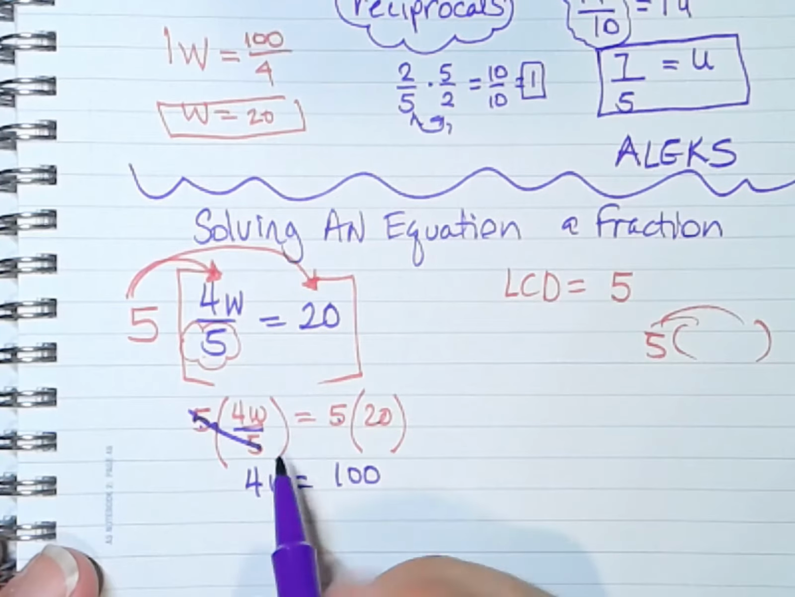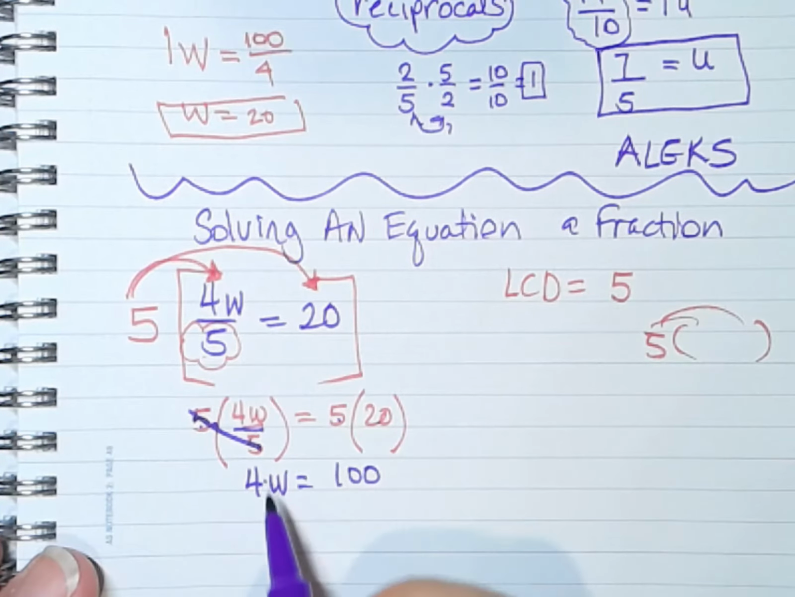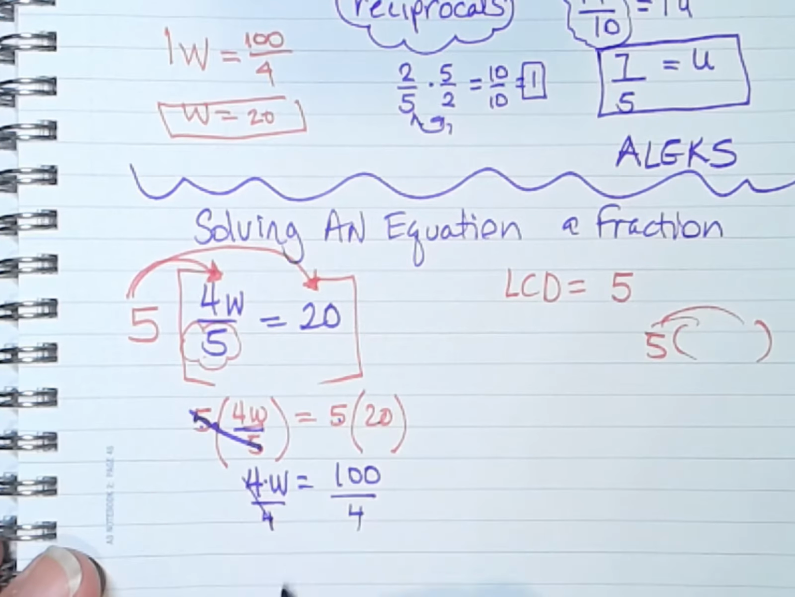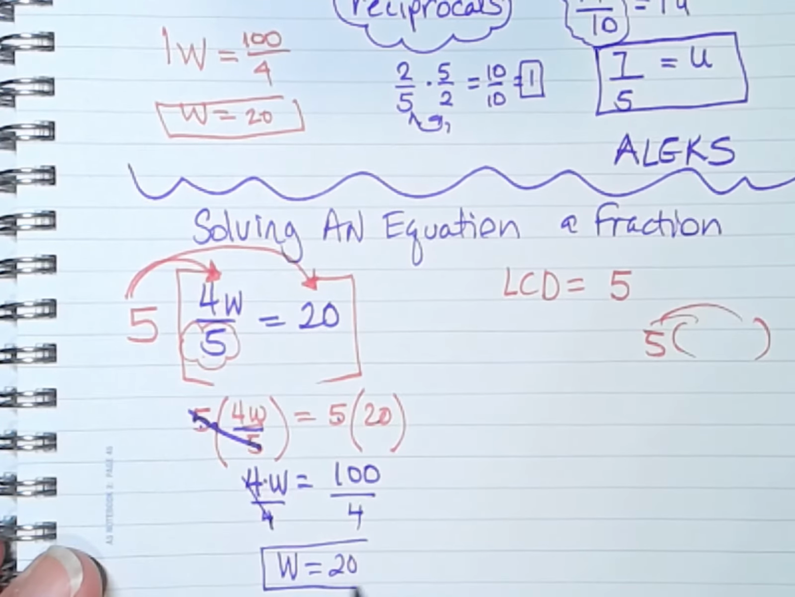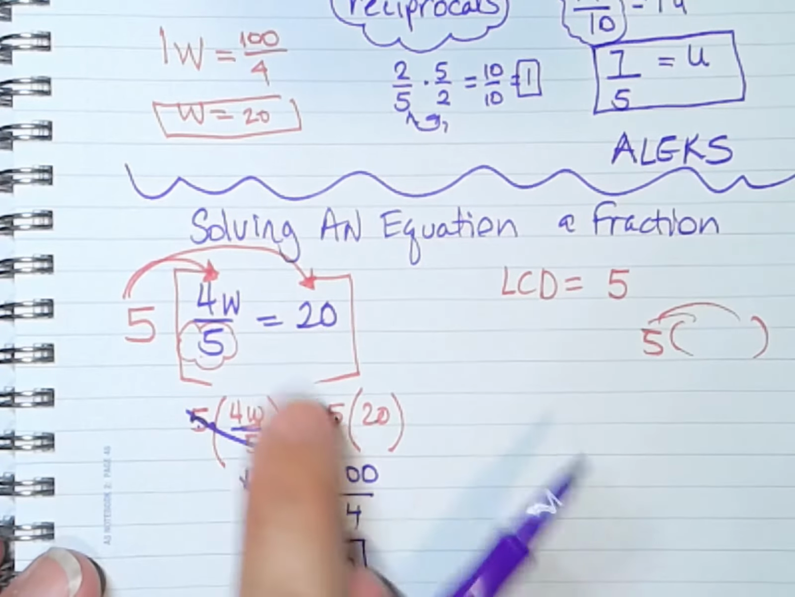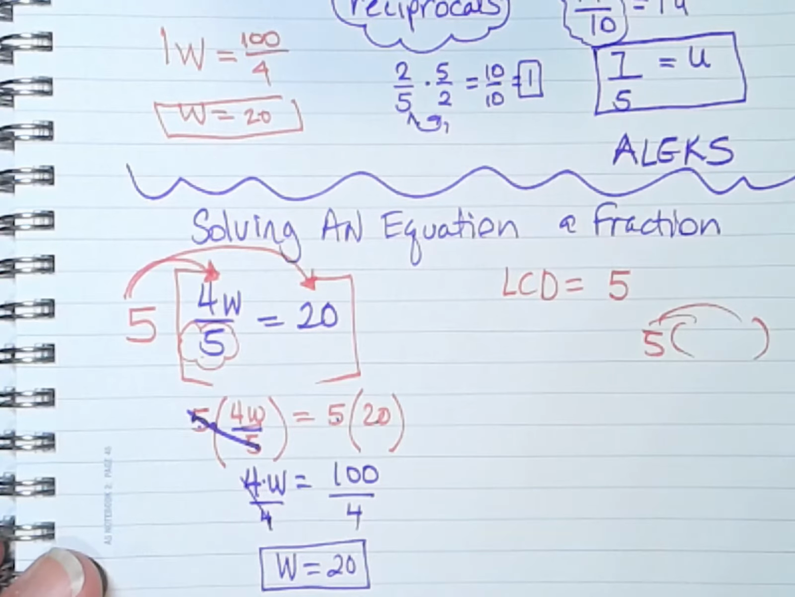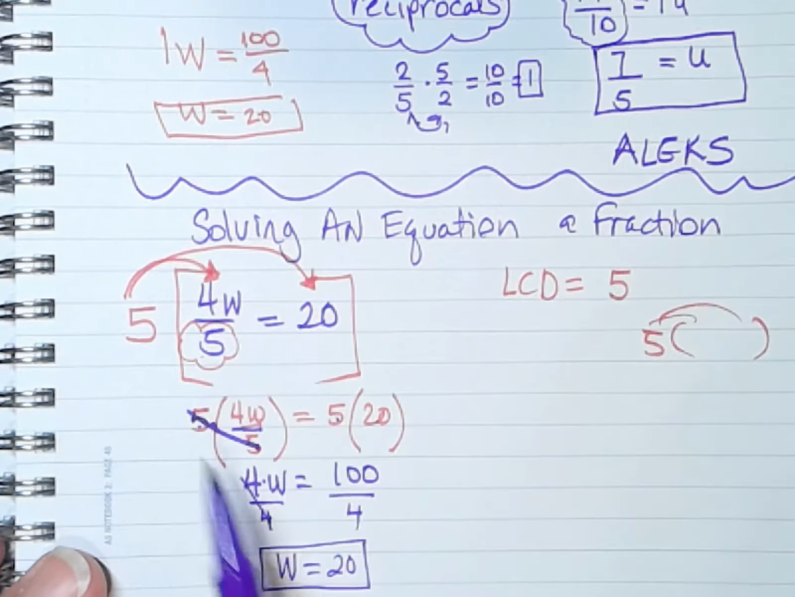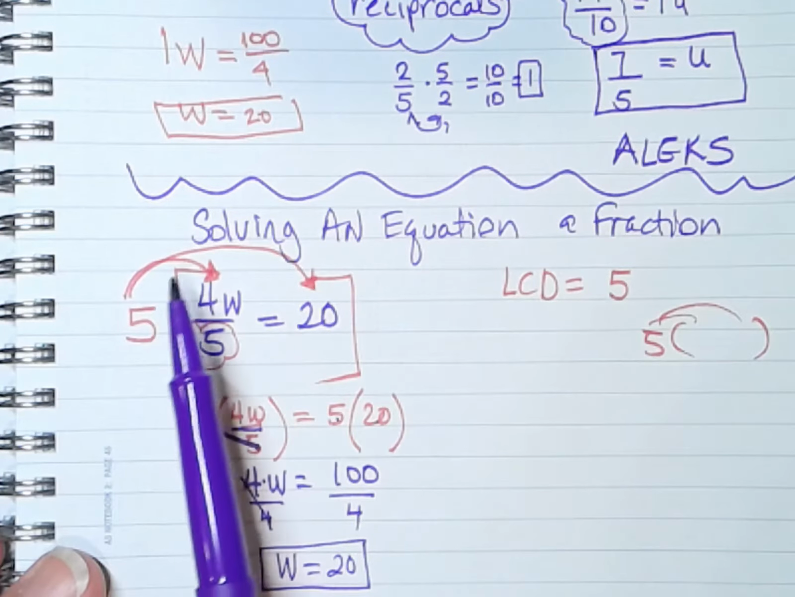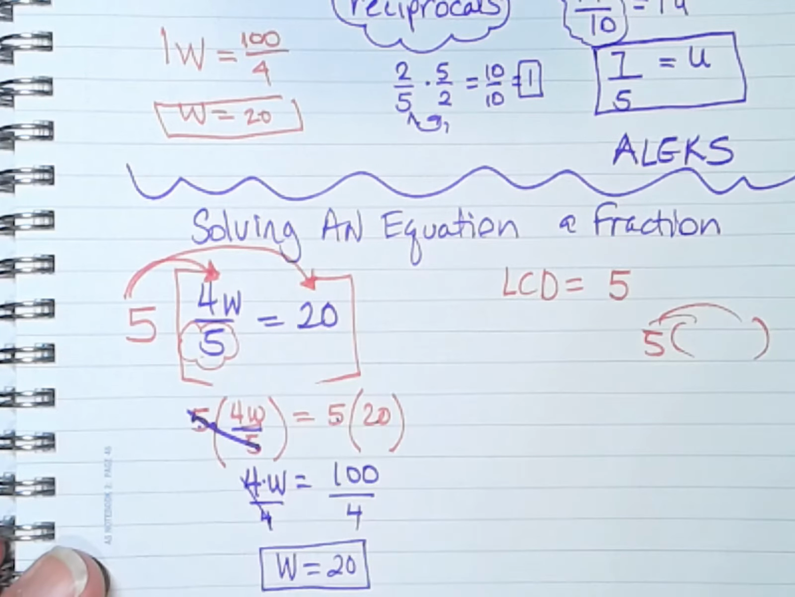And so now I know to solve this equation, this is multiply. To undo multiply, I divide. So divide both sides by 4. And w is equal to 100 divided by 4, which is 20. So I do have an extra step in there, but I have eliminated that whole confusing part about reciprocals. So I just multiplied times 5.